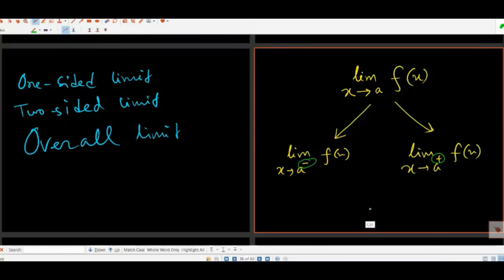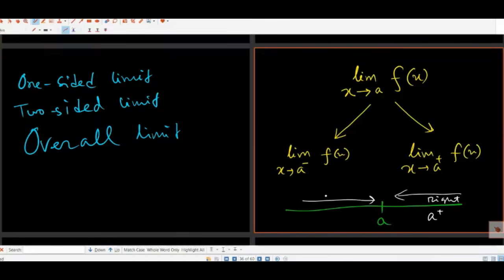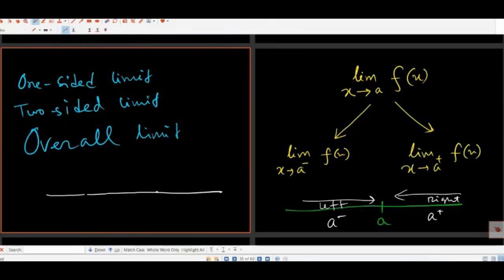So let's say we have a number a. Coming from the right side is known as a plus. Coming from the left side is known as a minus. So you will understand it this way.